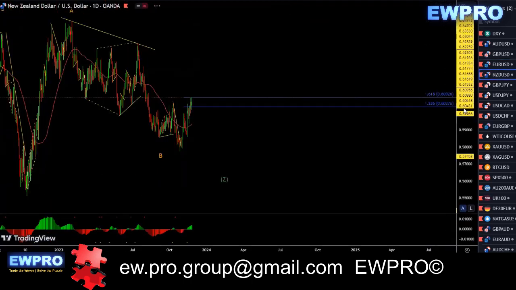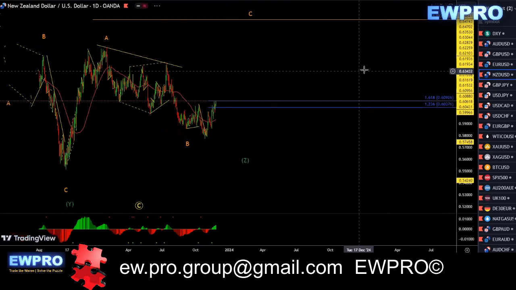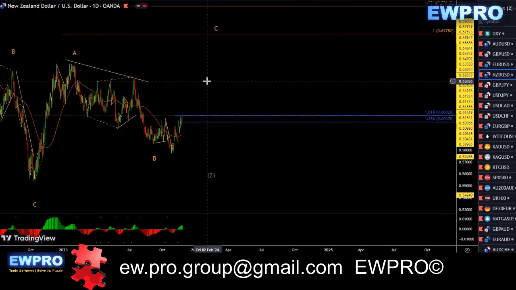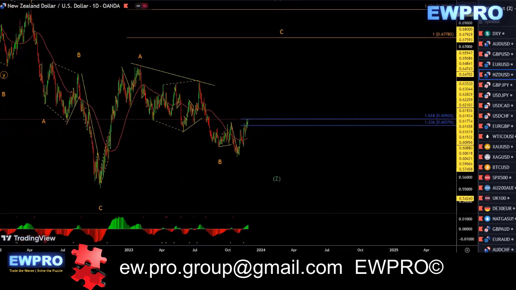NU on the daily, nothing's changed on this either. Looks like my arrow's gone, but the fib's still there, so that's all right. We're looking at that A, B, C up to the 100 fib and 161.8 as a second target.